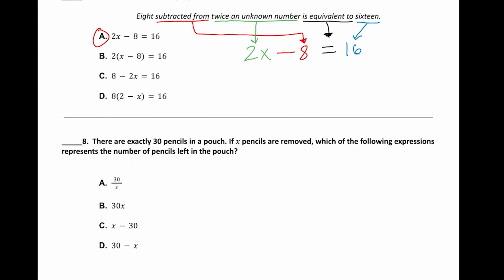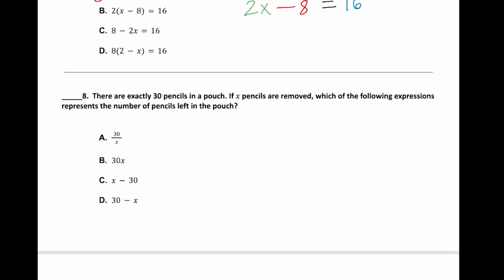Number 8 says there are exactly 30 pencils in a pouch. If X pencils are removed, which of the following expressions represents the number of pencils left in the pouch? So we start with 30, and then we take away X pencils, and that's really all there is to it. We're just setting up that expression. So our answer is D.